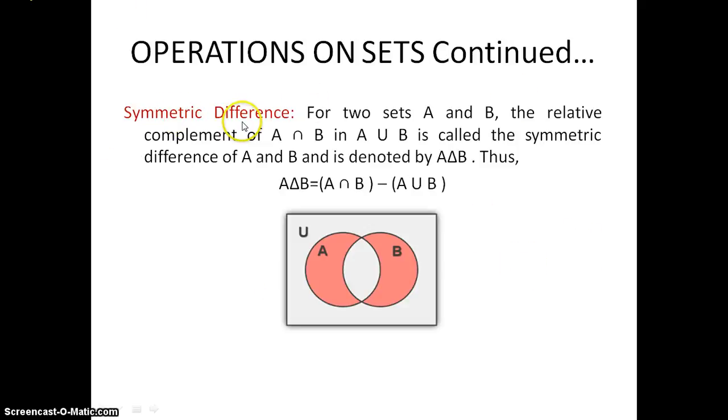Next, moving on to the discussion of the symmetric difference. For two sets A and B, the relative complement of A intersection B in A union B is called the symmetric difference. The symmetric difference of A and B is denoted by the symbol A symmetric difference B. Thus, A symmetric difference B is equal to A union B minus A intersection B. This is how it is depicted in the Venn diagram.